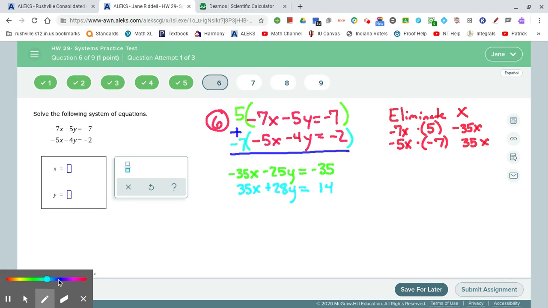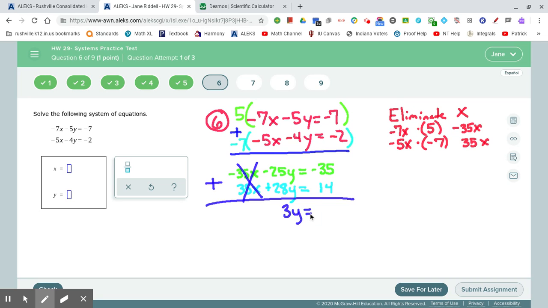All right, so now I am ready to go ahead and add these two equations together. And notice that my x's, negative 35 plus 35, sum to 0. They cancel each other out. So because they cancel each other out, that is good news because my process is called elimination. All right, next thing that I have, my next term, is negative 25 plus 28. So 28 minus 25, again, use a calculator if you're not comfortable with that, but that's going to give me 3y.